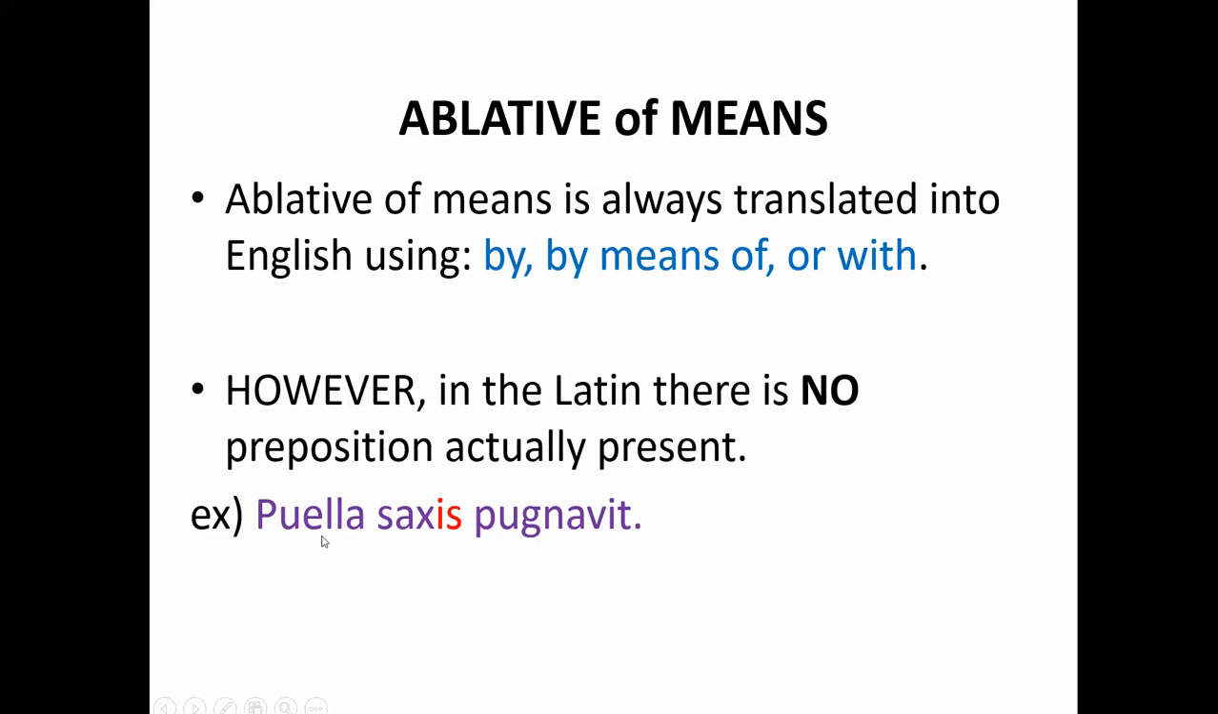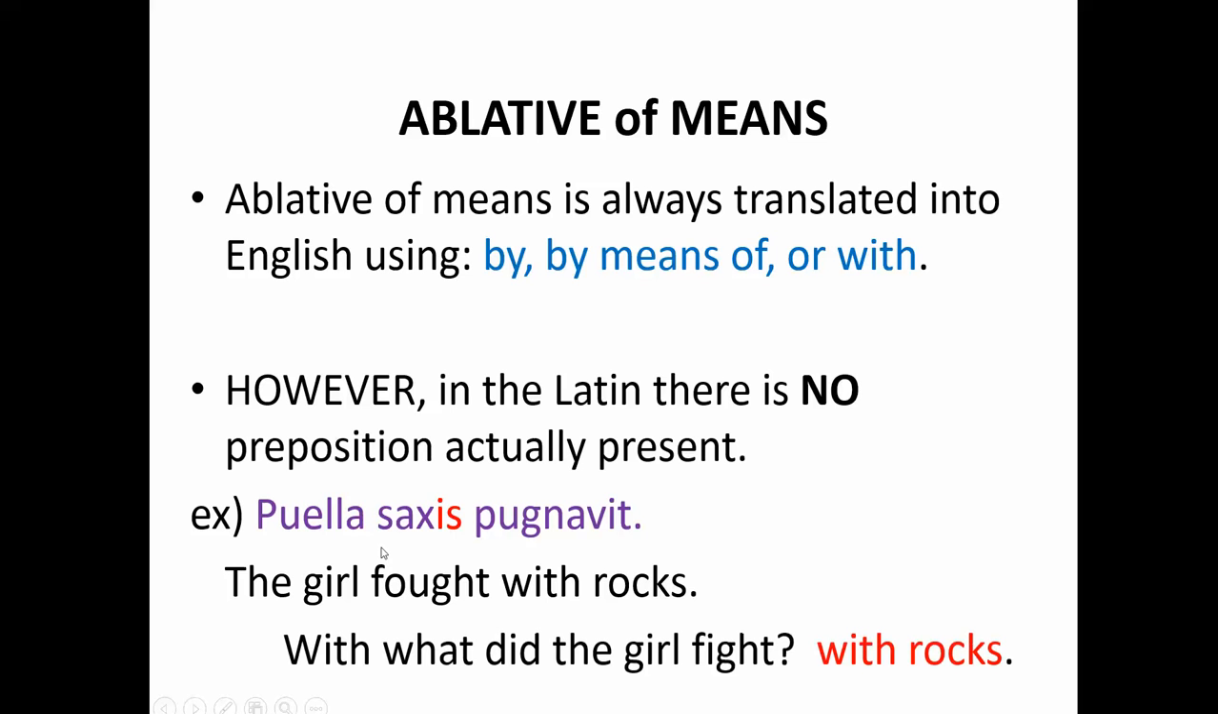My example, puella saxis pugnavit. The girl fought with rocks. Notice that saxis is ablative. This is the second declension neuter ablative plural ending. Okay, so what did the girl fight with? Well, she fought with rocks. That's the question that ablative of means always answers.